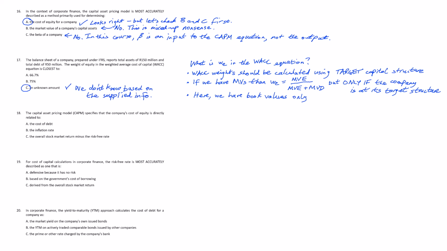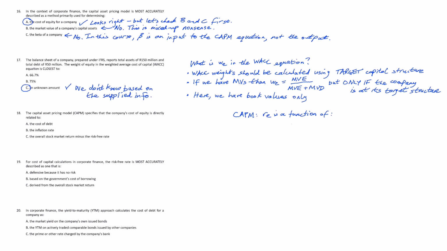In question 18, we are asked again about the capital asset pricing model. This time we are asked what the specification of the CAPM equation is, in the sense that the equation tells us that the cost of equity is directly related to, and we're given three options there.